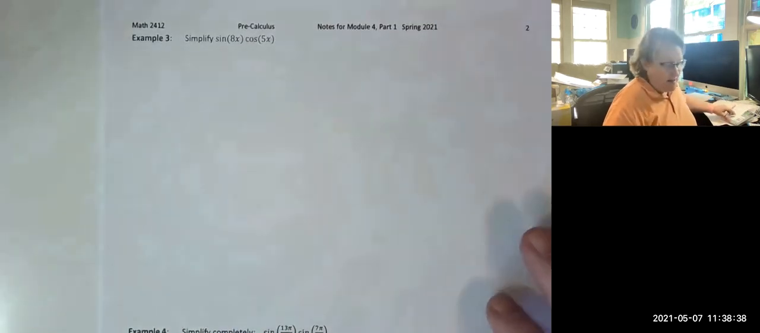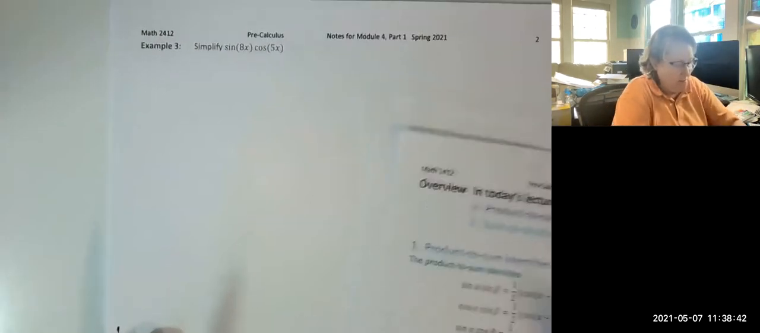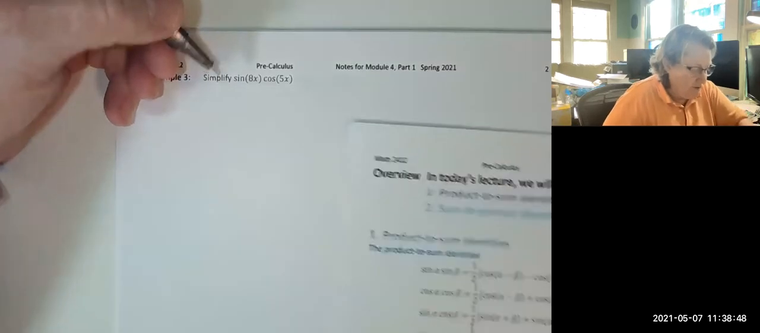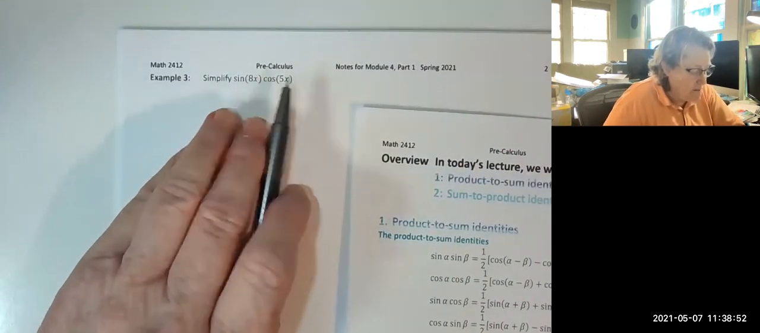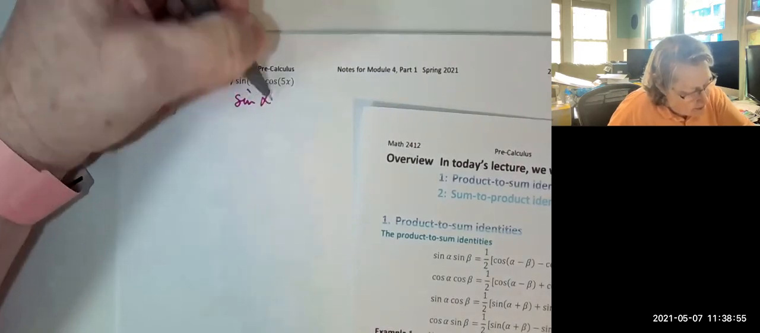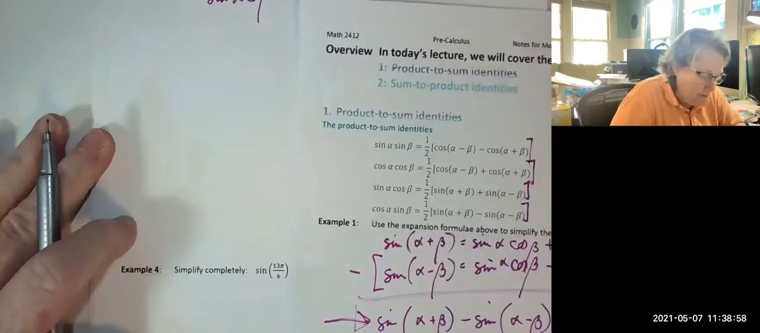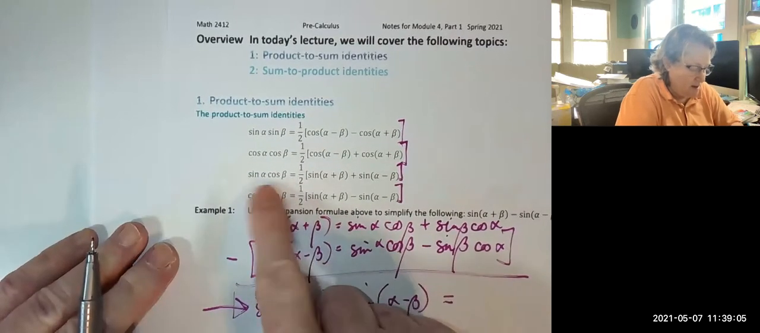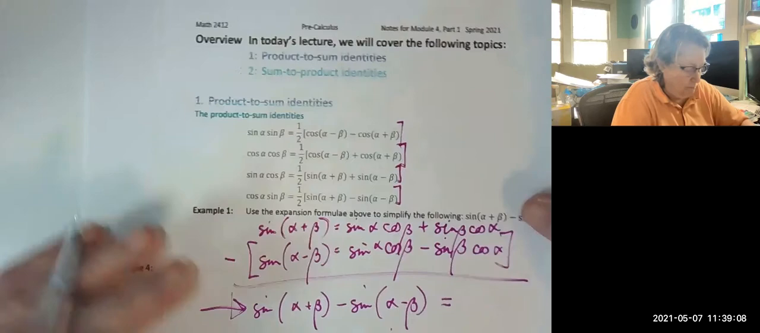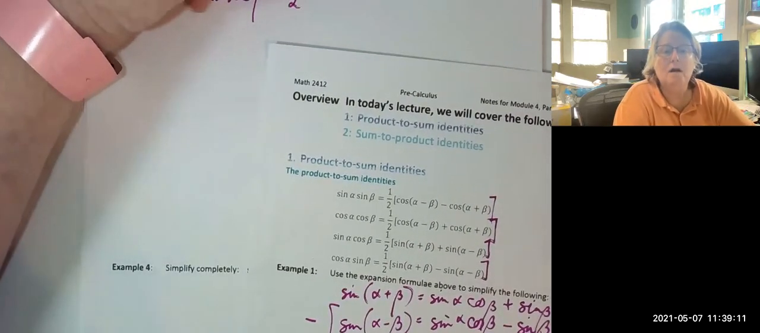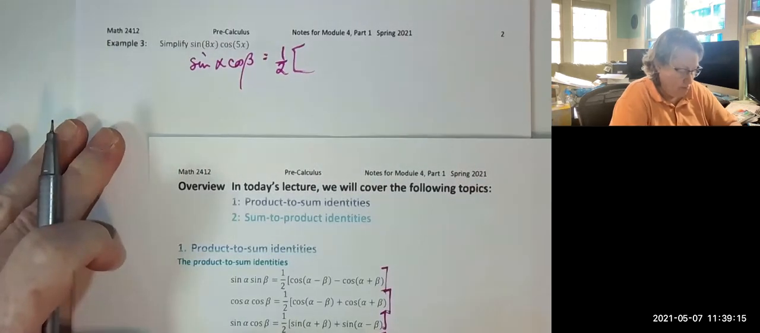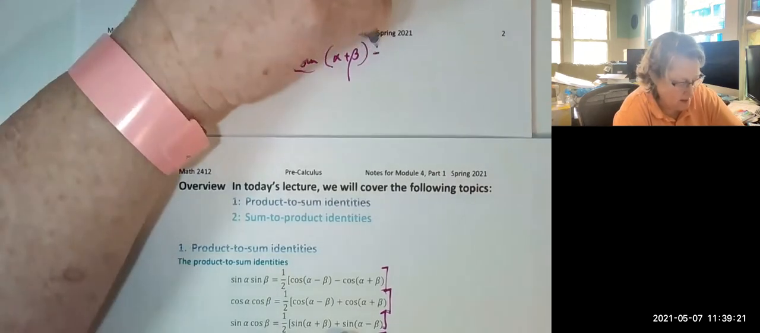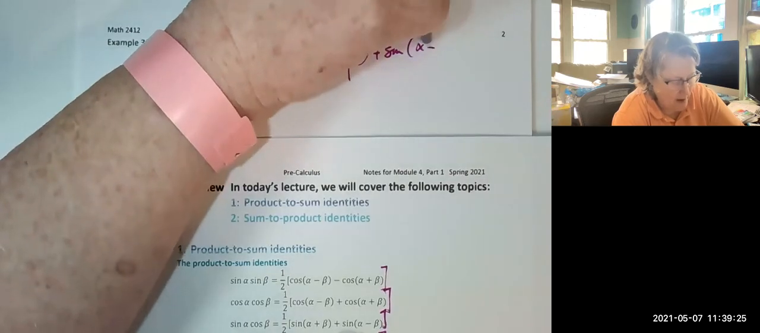Okay, let's use these identities. We use them to simplify sine 8x times the cosine of 5x. Okay, I've got sine alpha cosine beta. So let's see, this is sine cosine. So we've got 1/2 times the sine of alpha plus beta plus the sine of alpha minus beta.